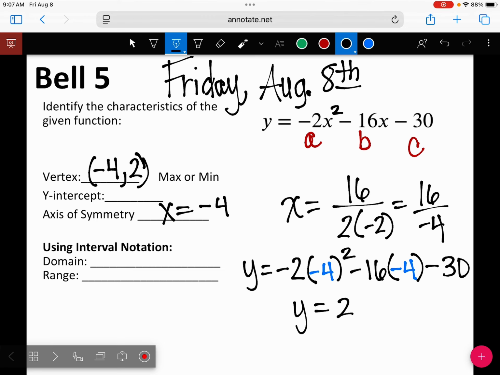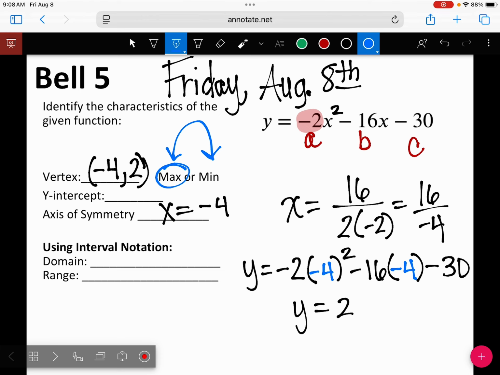Now remember, the a value determines the attitude. If a is negative, what does that mean about the graph? Is it a smile or a frown? You got a negative attitude, what are you doing? Frowning. So this graph looks like this. Okay, so because it looks like that, we have a max, not a minimum. Frowns have a max and smiles have a minimum.